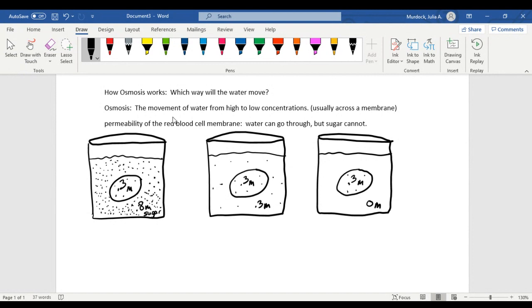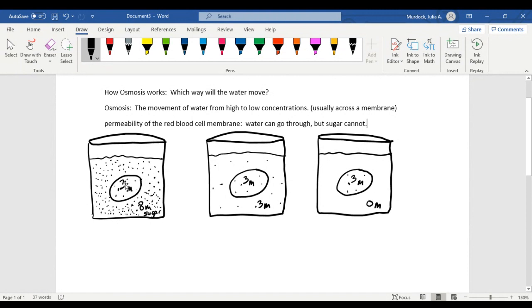Okay. So what I hope you'll notice is that in each of the beakers in this story, there's not just one solution. There are two. There are two solutions in this beaker over here. Inside the cell, I hope you can see my arrow moving, that's a 0.3 molar solution of sucrose inside the red blood cell. On the other side of the membrane out here is a 0.8 molar solution that is different in its concentration from the one inside the cell.